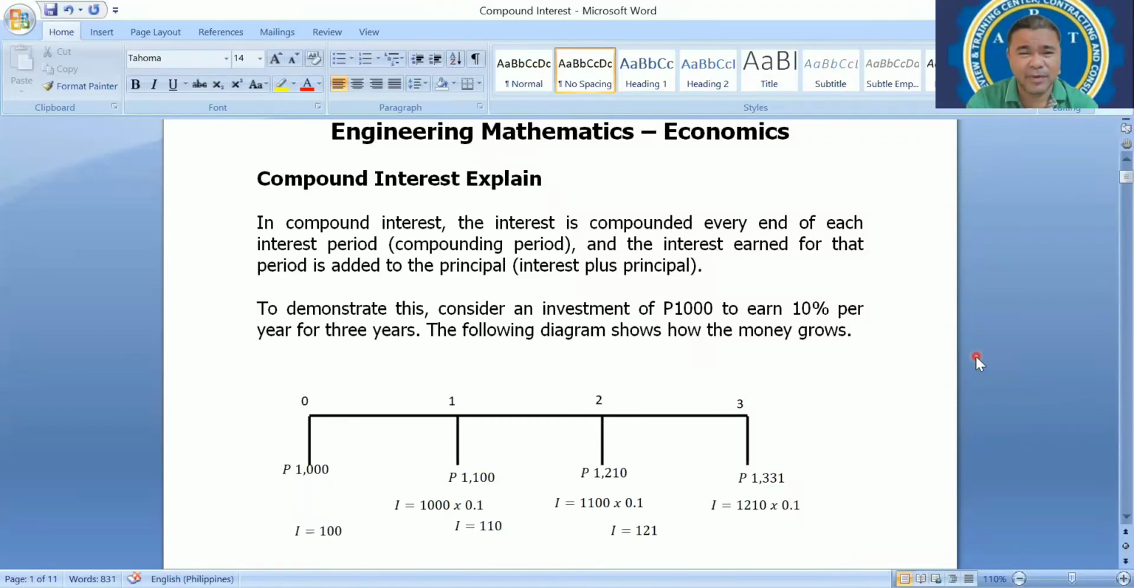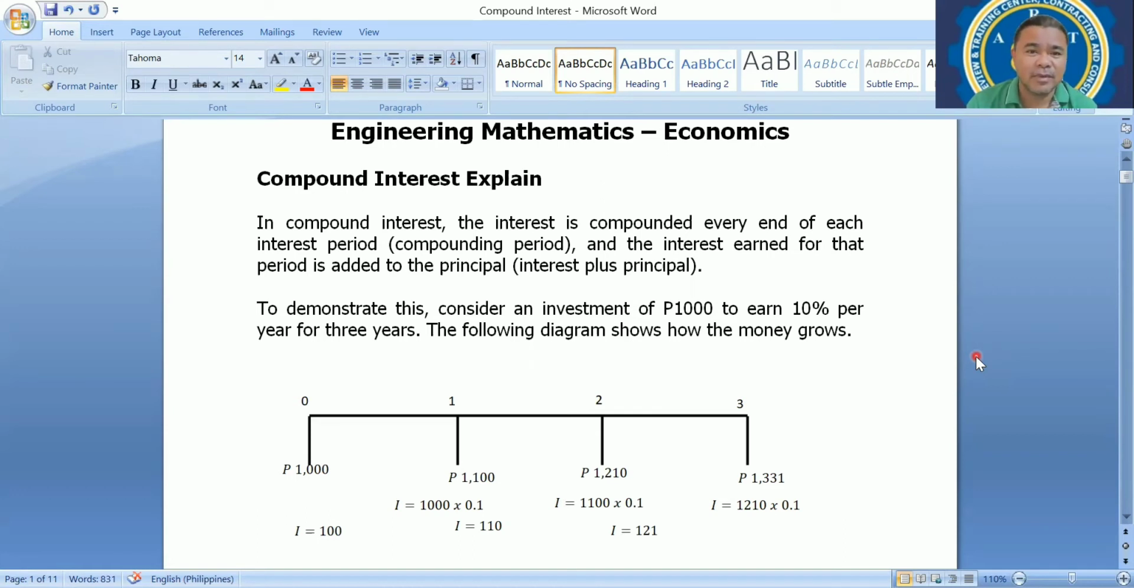Good morning, everyone. Our topic for today is engineering mathematics, economics, compound interest. Previously we discussed simple interest and had an example problem for it. Now this is the second topic for economics, so we will proceed to explain compound interest.